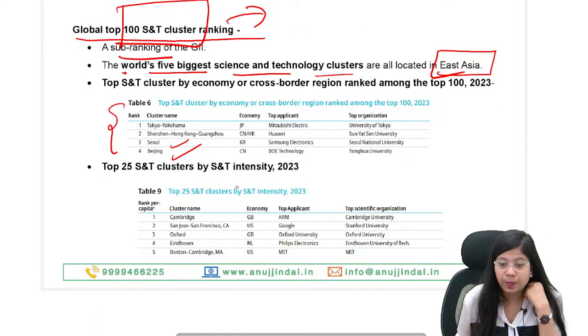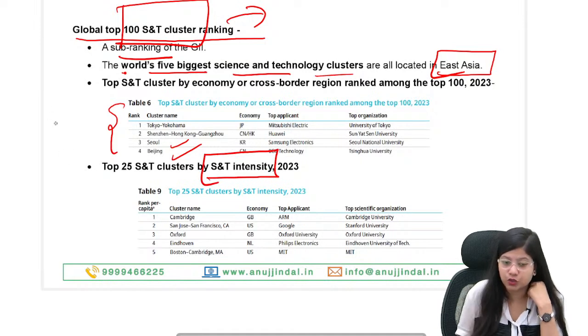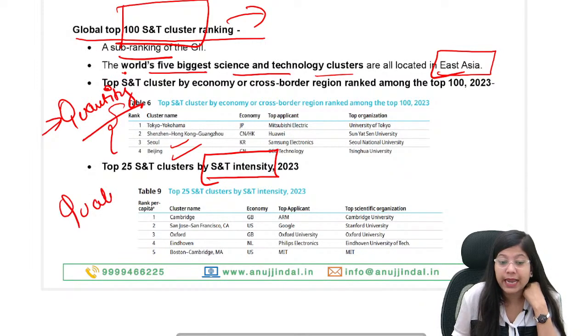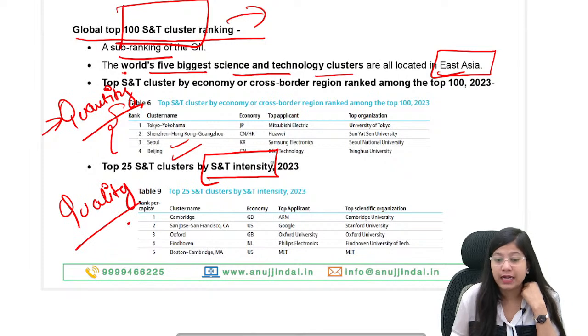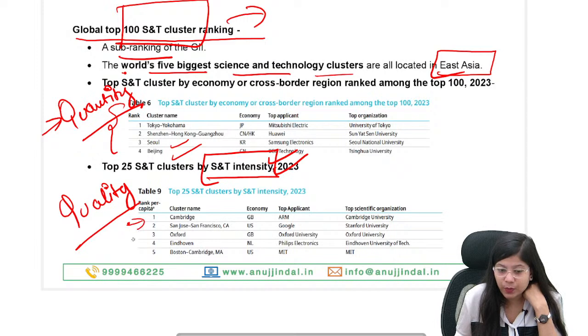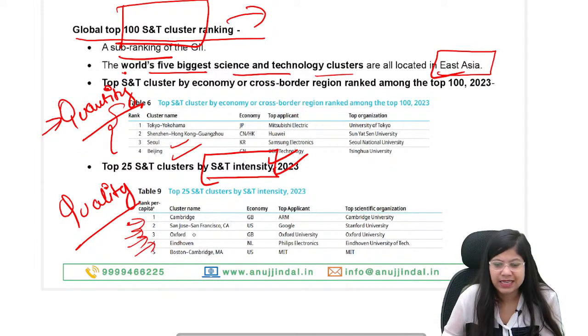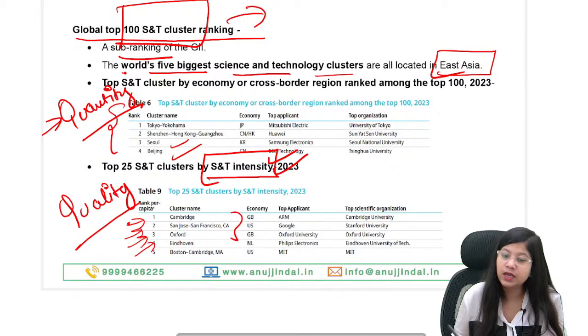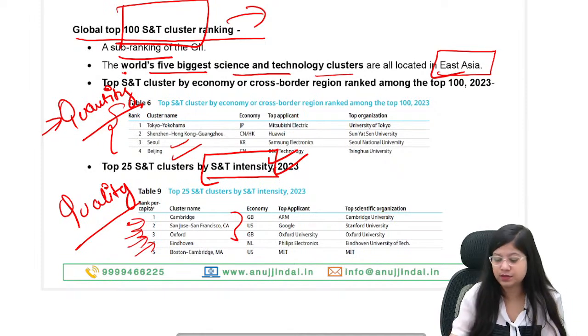As far as the science and tech intensity is concerned, this you can consider in quantity, the number of science and tech clusters, and this is the quality, the intensity of science and technology. And as far as the intensity of the research is concerned, Cambridge is at the 1st, then St. George, San Francisco is at the 2nd, Oxford is 3rd, then we have 4th and 5th rankers also. ठीक है, इतना ज़्यादा याद करने की ज़रूरत नहीं है, they will not be asking you these facts. Top 3 are sufficient and here top 4 are sufficient.